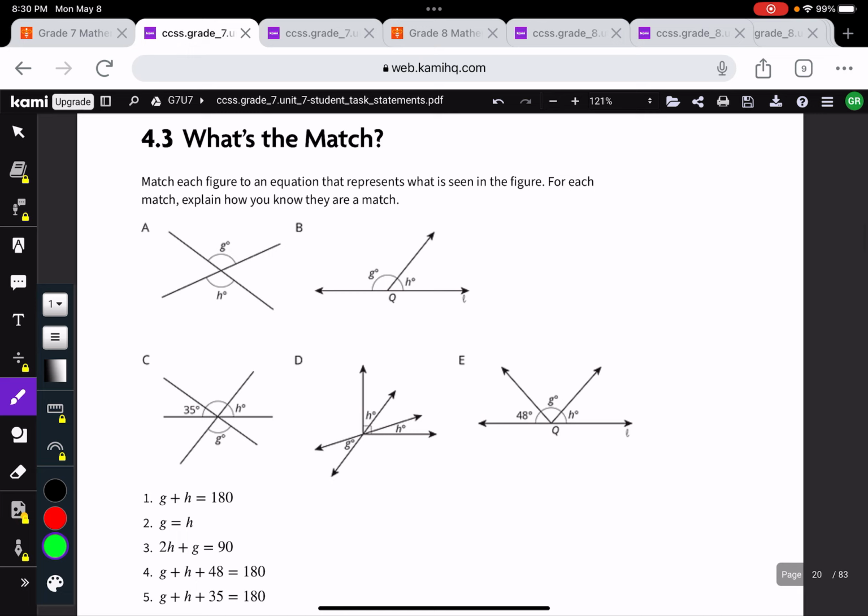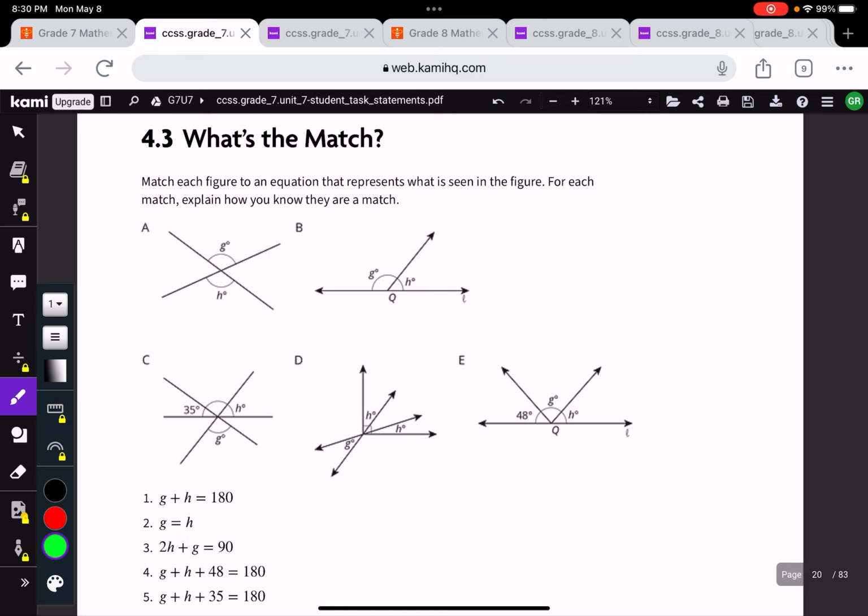It says, what's the match? Match each figure to an equation that represents what is seen in the figure. For each match, explain how you know they are a match. I'm going to read that one more time. Match each figure to an equation that represents what's seen in the figure. For each match, explain how you know they're a match.